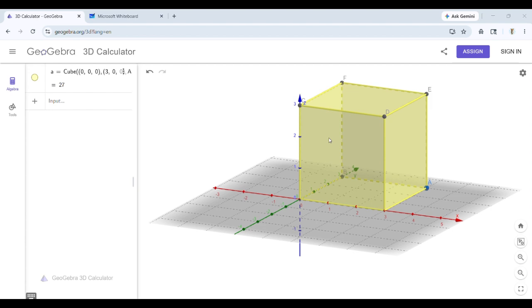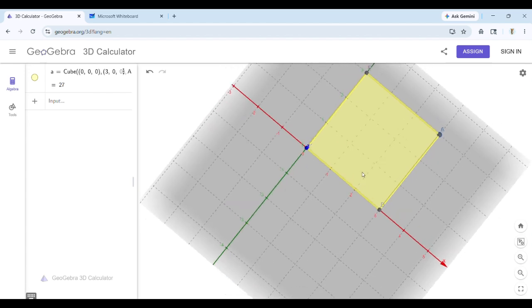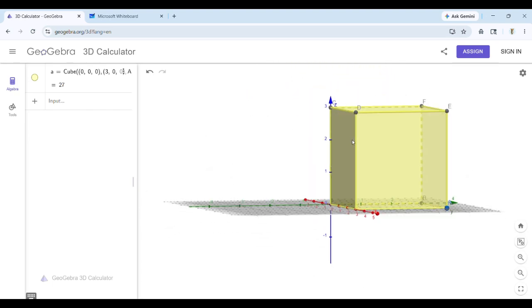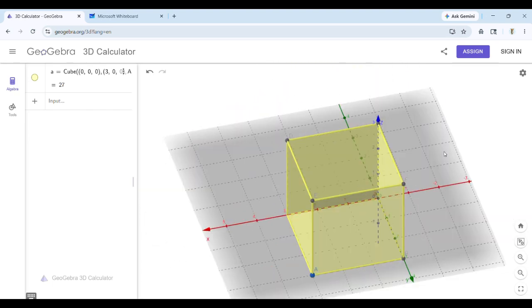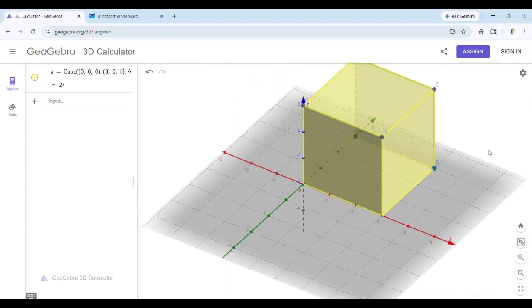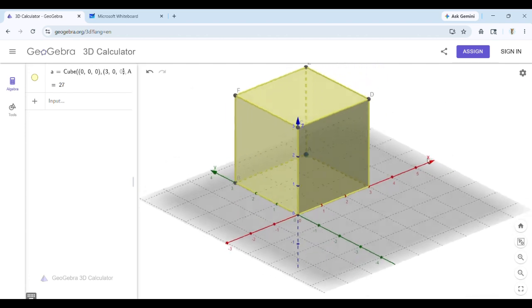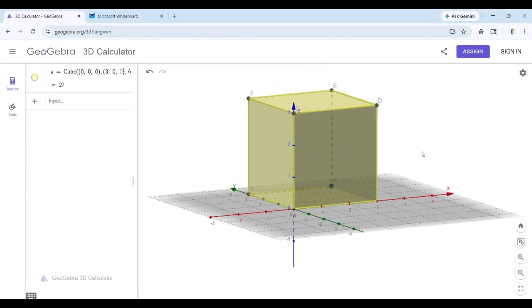Watch as I left click and rotate the screen. Notice how we can view this object from the top, from the side, and from underneath. This is exactly how a real object occupies space in our physical world.